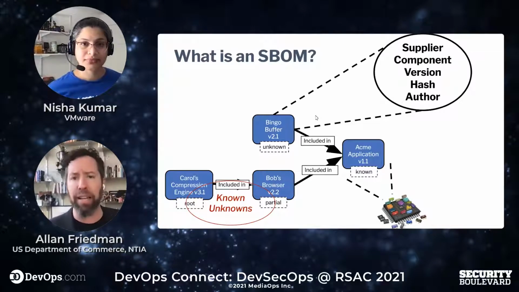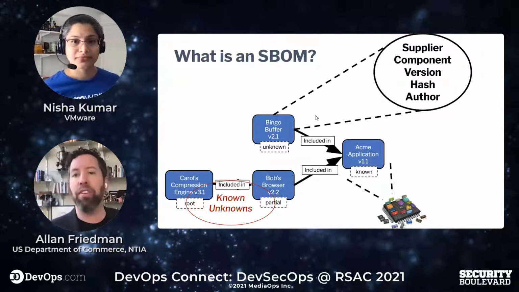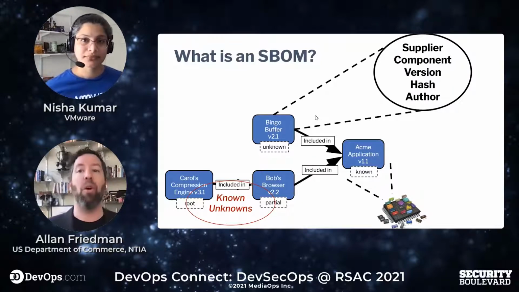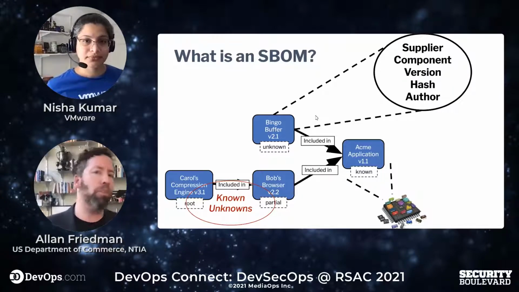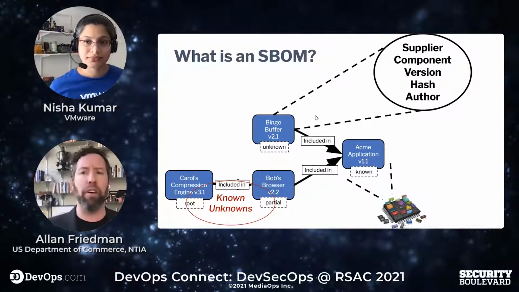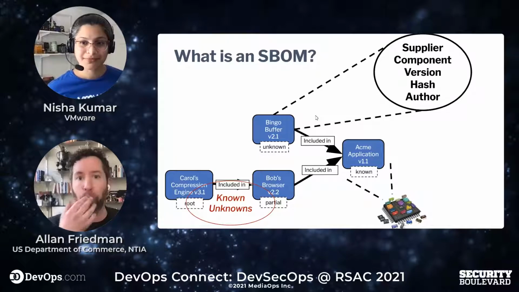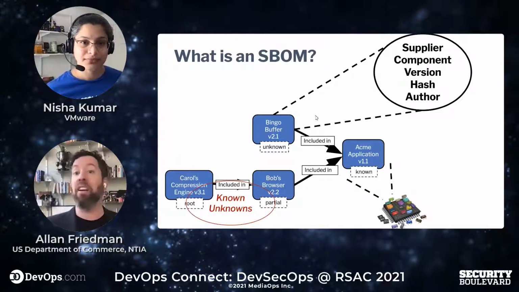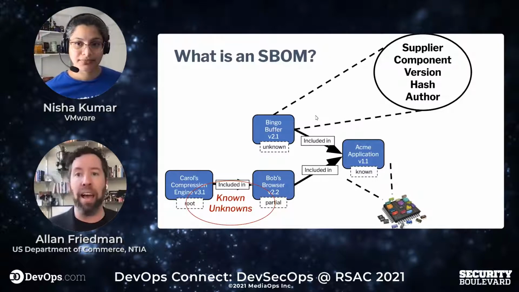The last thing I want to flag here is the explicit acknowledgement of known unknowns, because we know that not everyone's going to have all the data right off the bat. Certain people will be easier for others. Some of the code is proprietary, so you may not have all the data. In this case, we have no idea if Bingo Buffer has dependencies or not. It may not, but it also may be the top of a very dark tree.